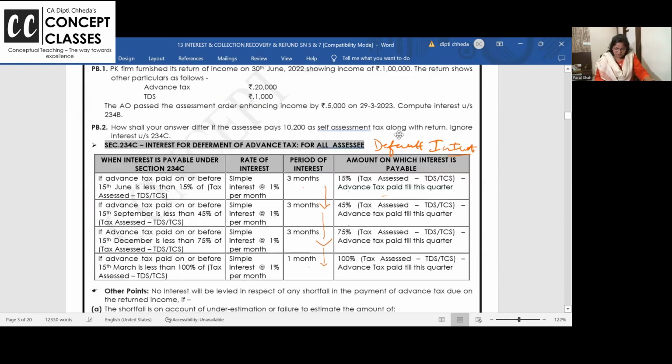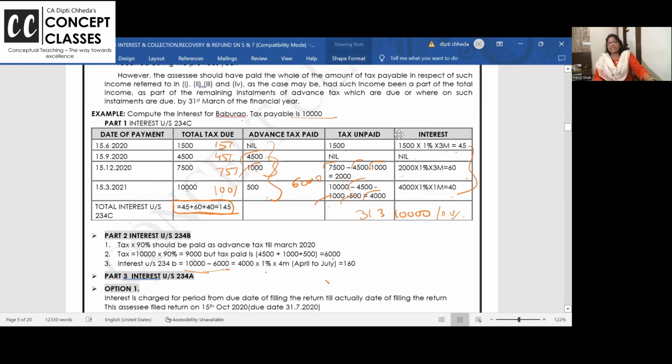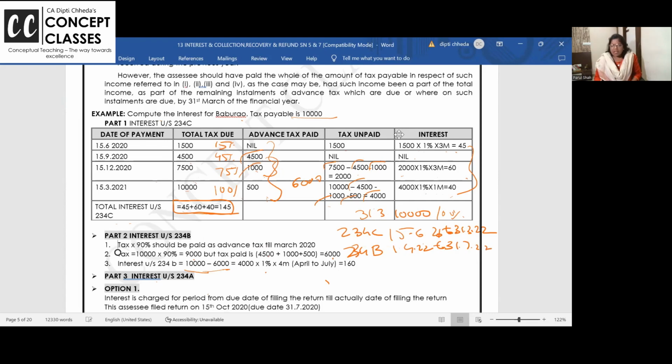Pehle aap aa jao. Baburao. Yeah. First, Baburao was a defaulter in installments. So from 15th June 21 to 31st March 22, 234C. Now 234B from 1st April to 31st July. If the due date of filing the return is July and 90% or less advance tax is paid, then April, May, June and July, okay? 234B interest is charged.